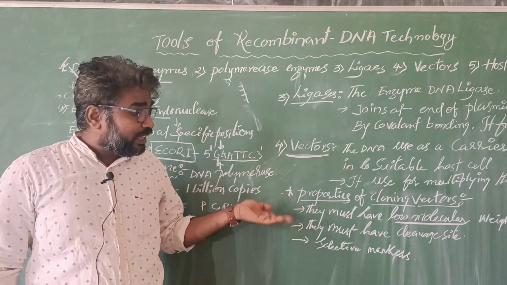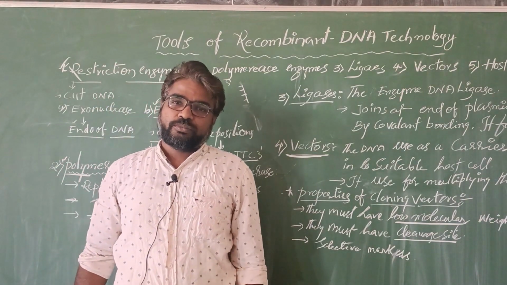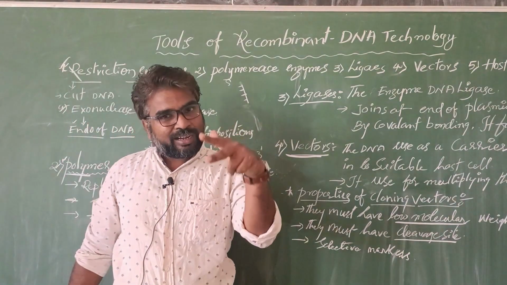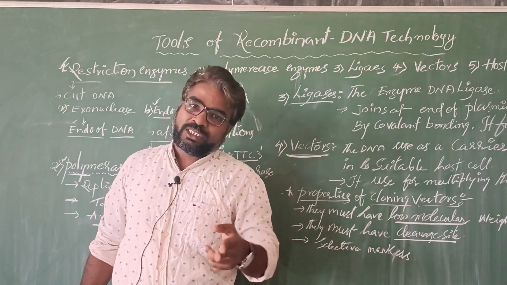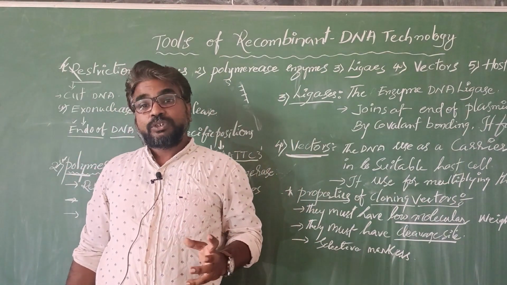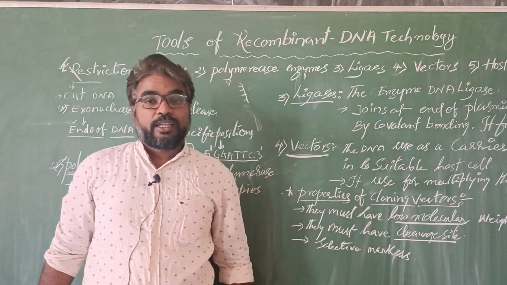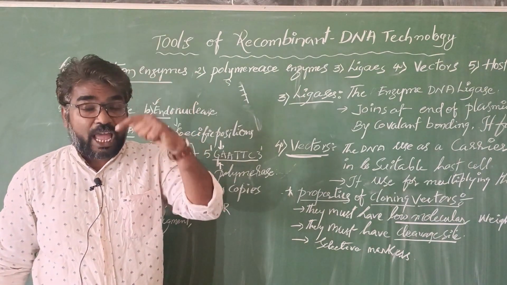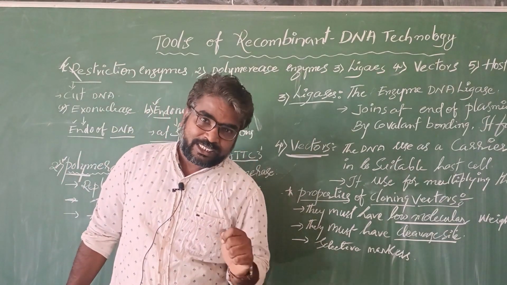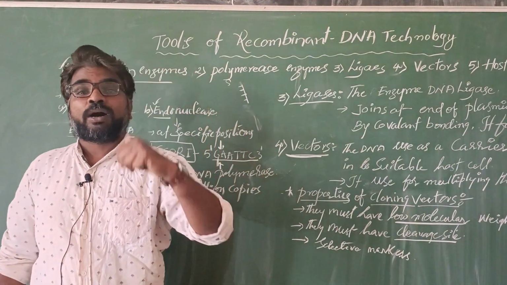Next, the vector should have a cleavage site. Why? We have to cleave, we have to cut the plasmid or vector, then insert that wanted DNA into the plasmid. So the vector must have a cleavage site. Next, the vector must have a replication site also.